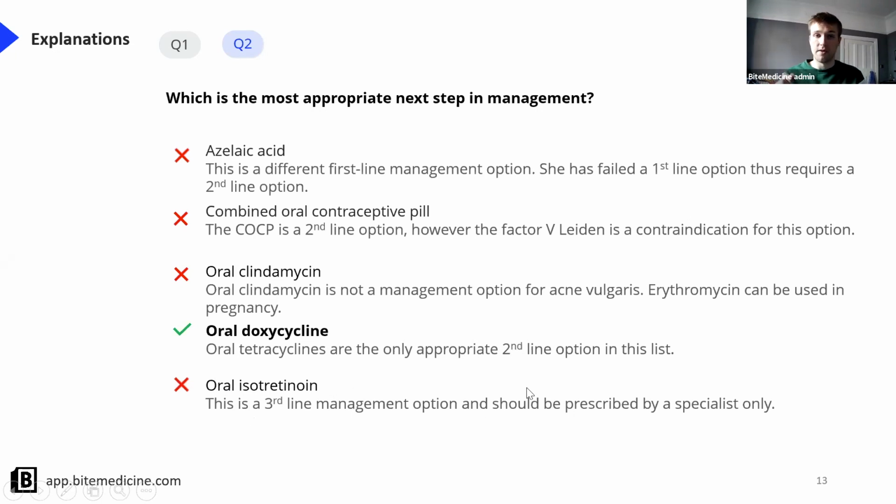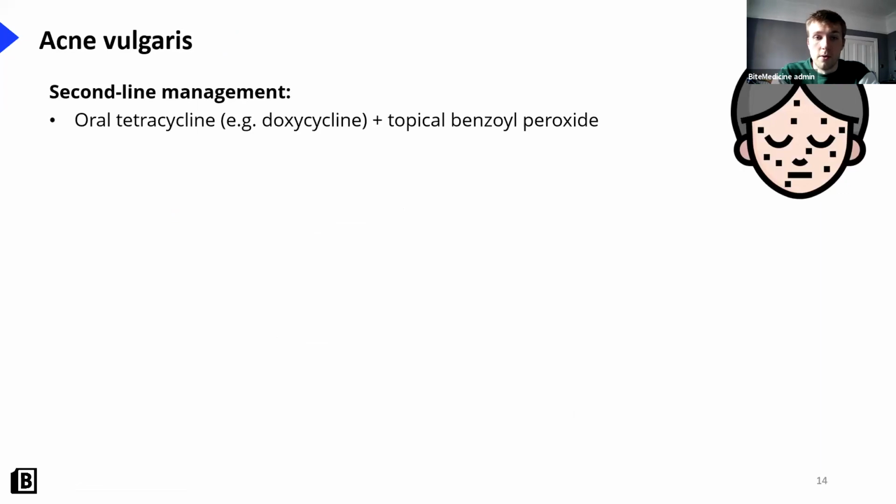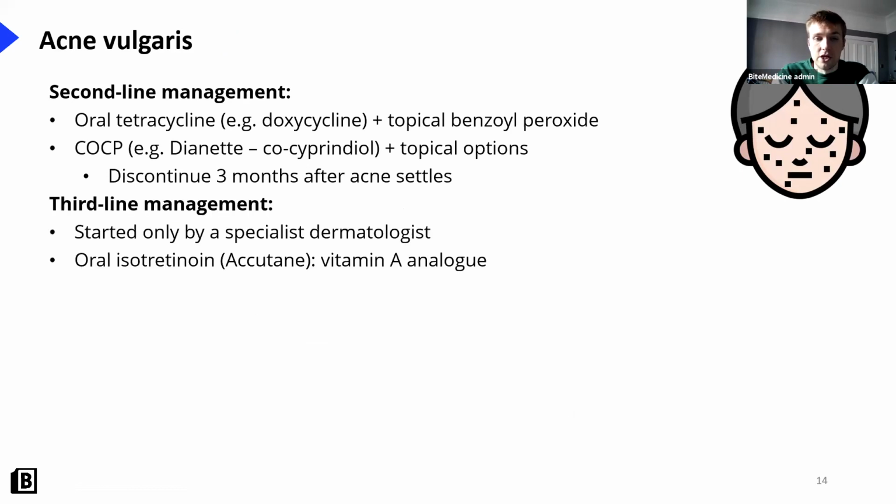So a bit of a sneaky one there, but essentially the important things to take away: the combined oral contraceptive pill is a second-line management option, but make sure to screen that question looking for contraindications. Then the alternative would have been oral doxycycline. So well done to those of you who got that one right. Brief summary here, we've said oral tetracycline or an oral contraceptive pill. And third-line management, it's important to know that this is prescribed only by specialists, so you have to refer to a dermatologist to prescribe this.